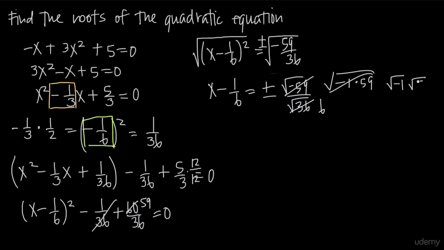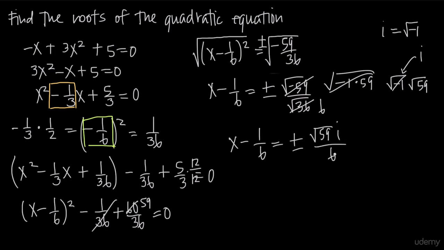of -1 times the square root of 59. And as we know here from working with complex and imaginary numbers, the imaginary number i is equal to the square root of -1. So we can go ahead and replace this value here with i, which means that after all that simplification, we're going to end up with x minus 1/6 is equal to positive or negative square root 59 times i, all divided by 6.